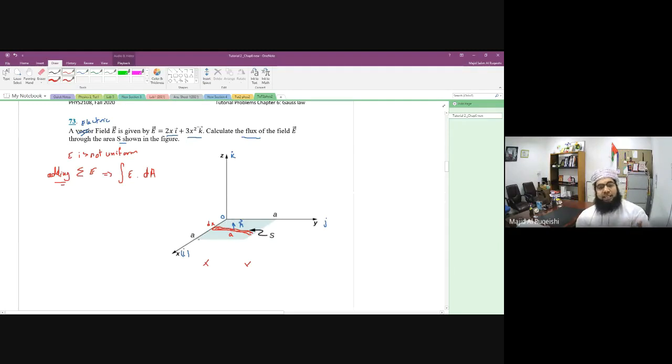So that means I'm adding all the area. In this case, I'm adding areas as well as adding the electric field, so in both cases. Okay, my dear students, how can we do that?